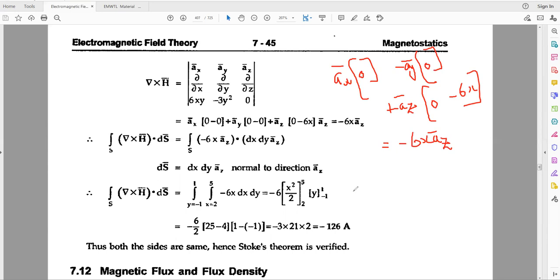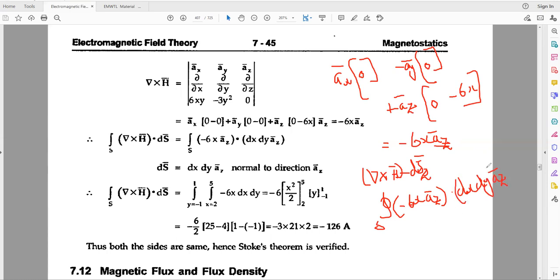And apply the del cross h bar dot, not the dot, sorry, dot only, dot ds bar. It is in the az bar direction, Cartesian coordinate system. It becomes the surface integral of minus 6x into az bar dot dx dy az bar. Az bar dot az bar is equal to 1, and that integral becomes minus 6 dx dy.